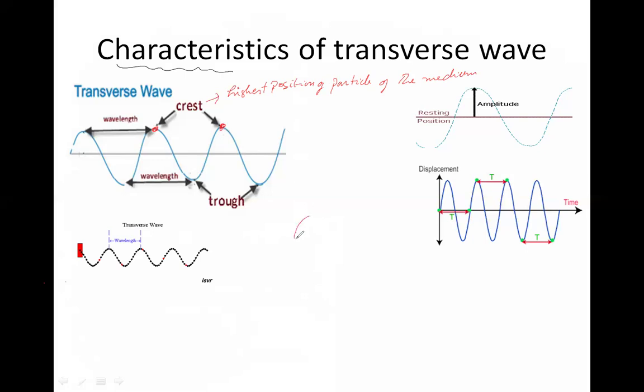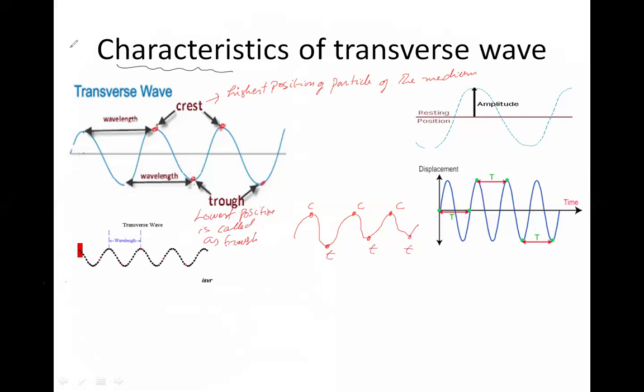Look at this one. What is this called? Crest. What is this position called? Crest. Now, the lowest position, look here. The lowest position is called a trough. This is the lowest position, this is the lowest position, this is the lowest position. That's called a trough.